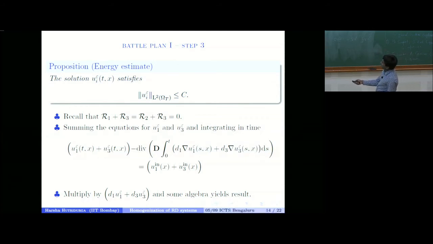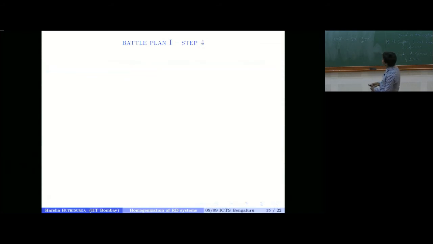Okay, but in this expression, if you take this as multiplier, integrate over omega and time, then you get this L2 estimate. It's a bit lengthier computation, but the essential ideas are here. Okay? Now for step 4, we have got the estimate on the gradient, we have got the L2 estimate on the solution, we have shown that it is non-negative.